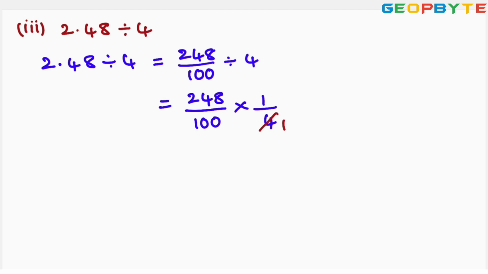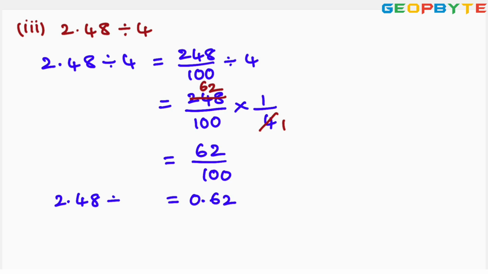Here 4 ones are 4, 4 sixty-twos are 248. So we get 62 by 100. And on dividing a decimal by 100, the decimal point is shifted to the left by 2 places. Then we get 0.62. So the result of 2.48 divided by 4 is 0.62.